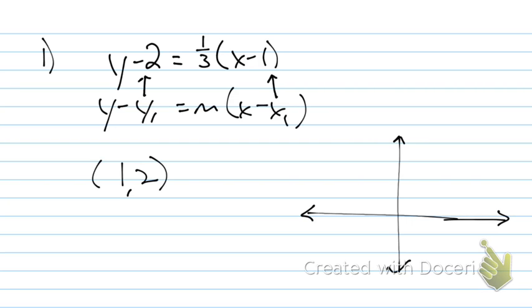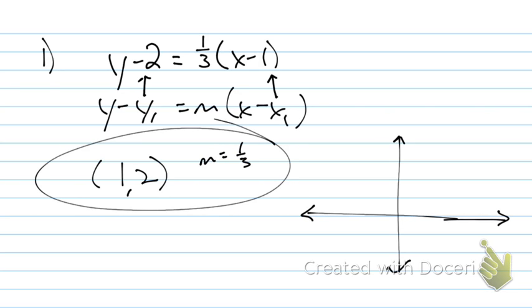Everybody see where I got my point 1, 2 from my equation? Yeah. And what's my slope? 1/3. So that's all the information I need to graph it. So there's point 1, 2 right there. And from that point, what do I need to do to get to my next point? Up 1, right 3. Right? Because I have a slope of 1/3.